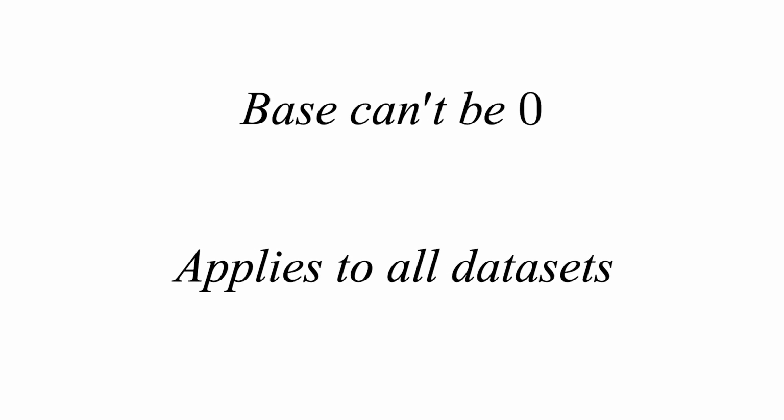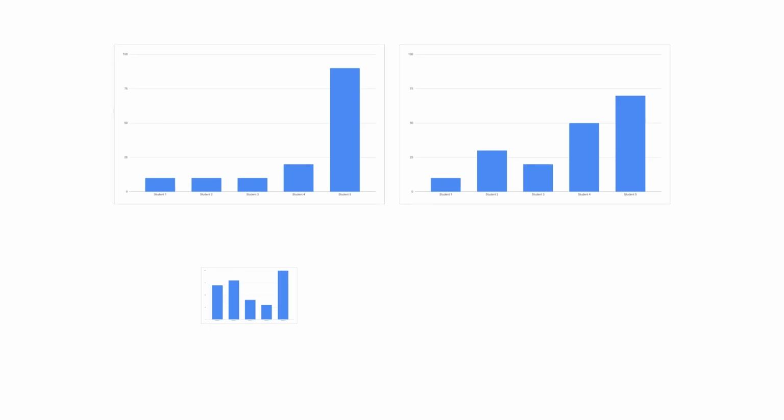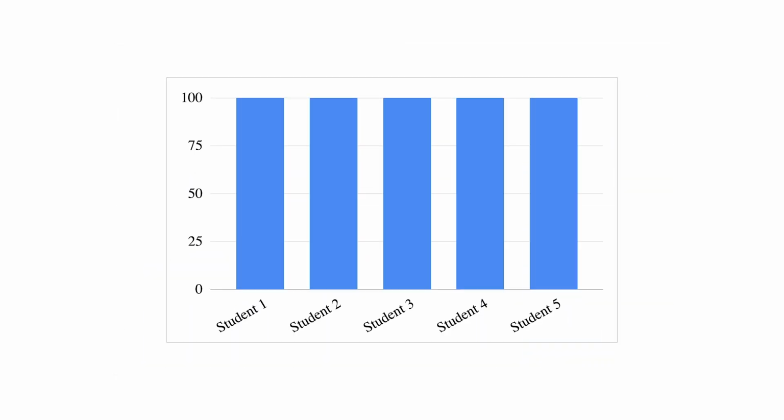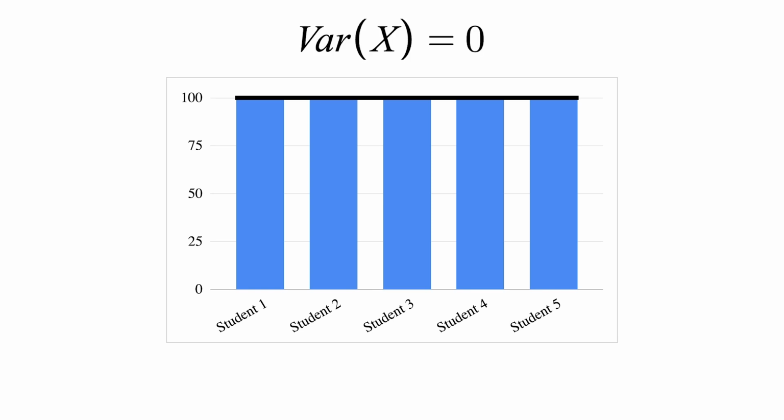So we know 0 can't be our base point, and we also know it has to apply to all datasets. What about the average of the dataset itself? That way, the average changes according to the dataset, and it serves as a sort of middle ground that fairly shows how much variance there is. So if we apply this to our special case of 100 marks for each student, we get an average of 100. And as you can see, there is no data point that varies from the mean, which shows that there is 0 variance.